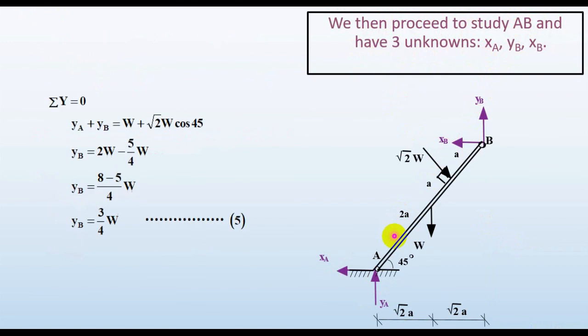Let's see when we then proceed to study A, B, 3 unknown. We said these are the ones we will work on. Still working on the same thing, so we will get sigma Y. We now want to find sigma Y, which will equal the Y A and the Y B in that direction, and W and the cosine 45 in that direction for this one. From that we will get YB. What we got here is YB.